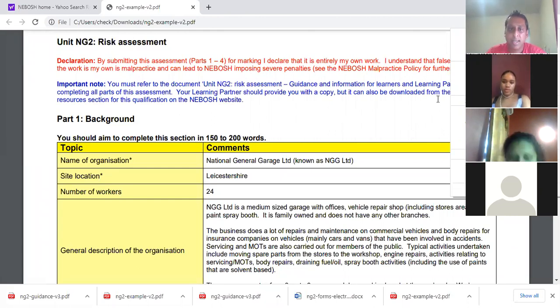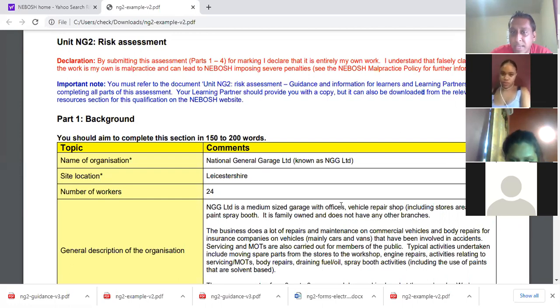So NGG Limited is a medium-sized garage and office. By the way, if you look at your book, it's the same thing they have there. It's the same words, like I said, for those who finished already. You would have gotten caught by the fact that the form just changed a bit, but it's the same content, right?